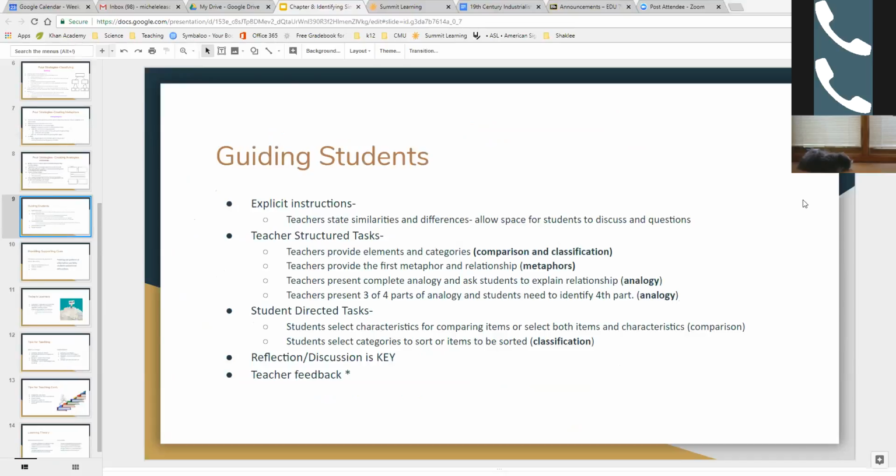So, speaking of scaffolding, I'm going to talk a little bit about how to guide students through these tasks. The text states that it's important to explicitly teach how to use these, and to talk about similarities and differences as you're teaching. They also scaffold, within the text, how you can help students with this work, starting with explicit instruction.